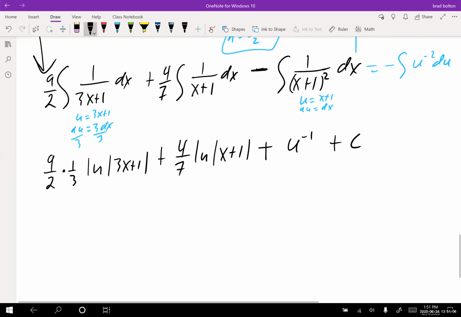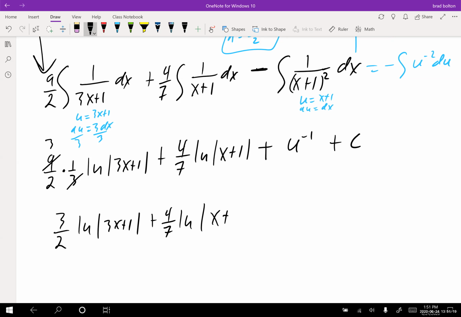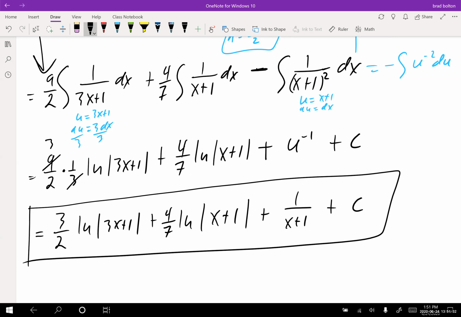So now when we rewrite this, this can cancel with this, and this becomes 3 halves. So 3 halves, natural log of 3x plus 1 plus 4/7 natural log of x plus 1 plus 1 over x plus 1 plus c. And this would be an answer.